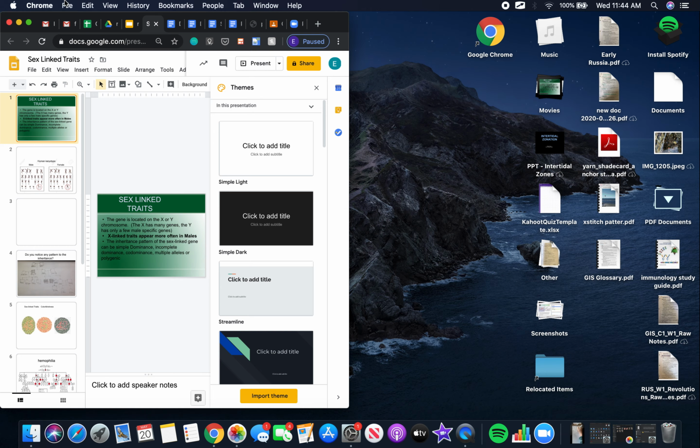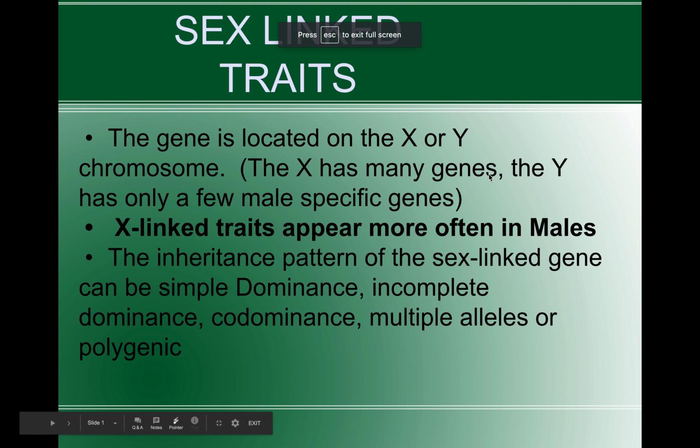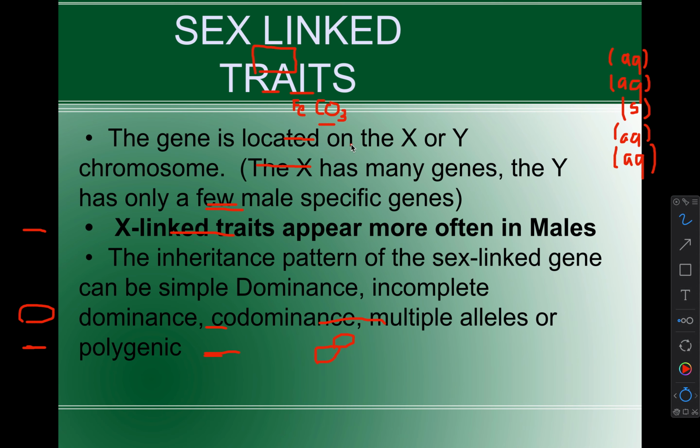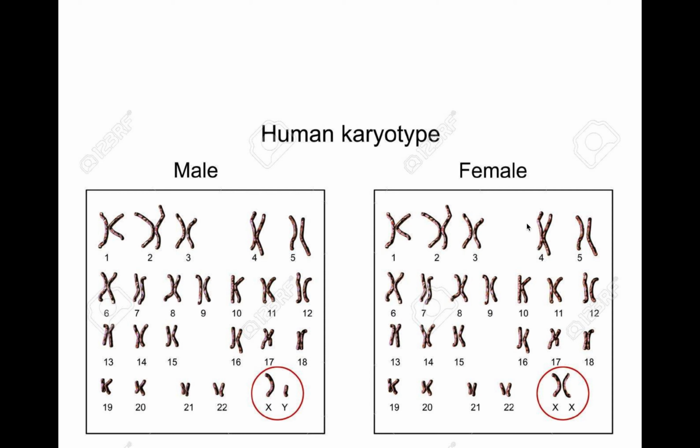So today we are going to learn about sex-linked traits. What that means is that sometimes specific genes or specific traits are located on the X or Y chromosome. So this is sort of rare. It's unusual. That's why we're going to go over it. And there can be many different inheritance patterns. This is going to seem a little bit complicated at first, but we are going to get through it.